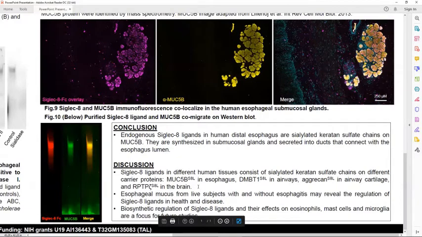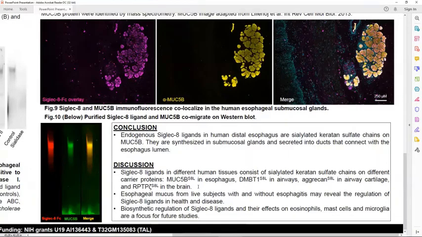So it appears that in different human tissues, we have a mechanism that selectively puts the Siglec-8 ligands onto different proteins. And the regulation of this is still just a mystery. So yeah, a lot more to do on the project.